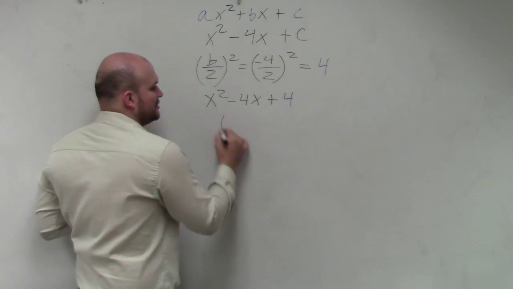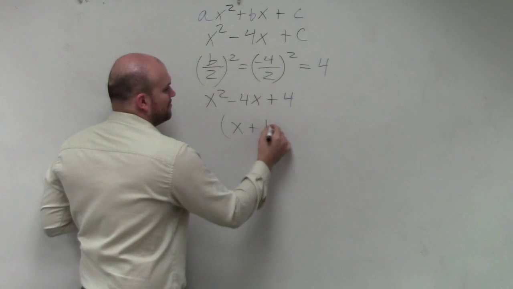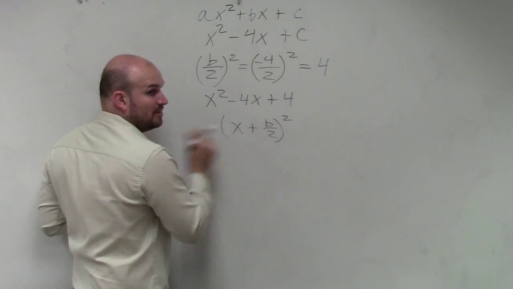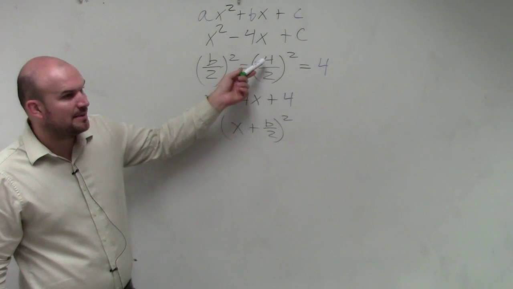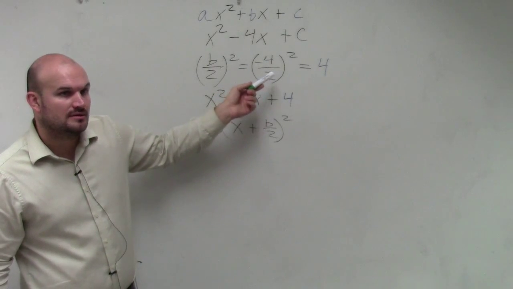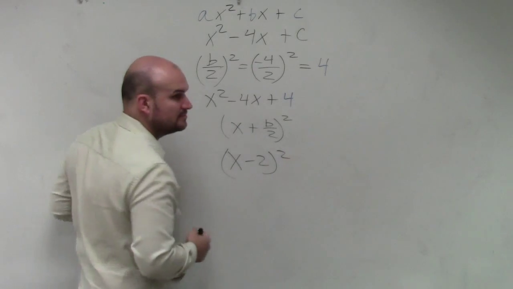All I want you guys to do is rewrite this as (x plus b divided by 2) squared. That is the factored form of this. So if you guys remember, what was b divided by 2? -4 divided by 2 is -2. (x minus 2) squared would be your final.